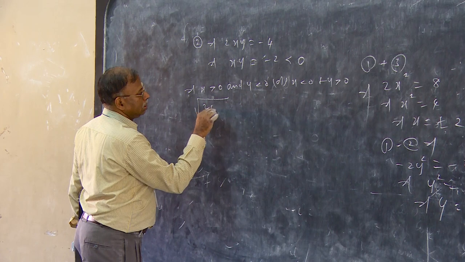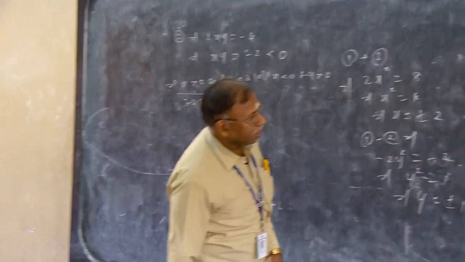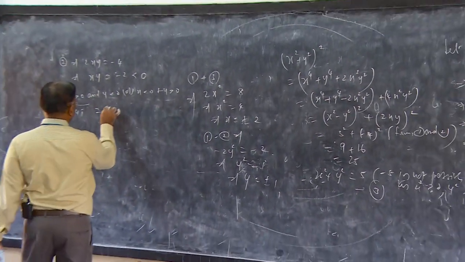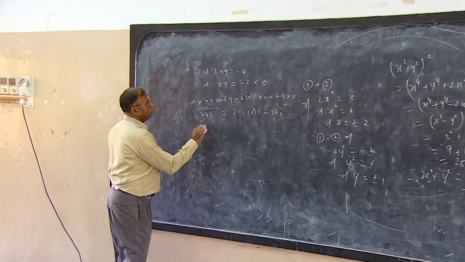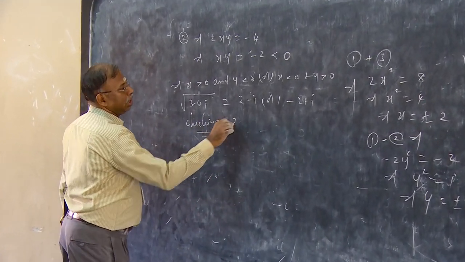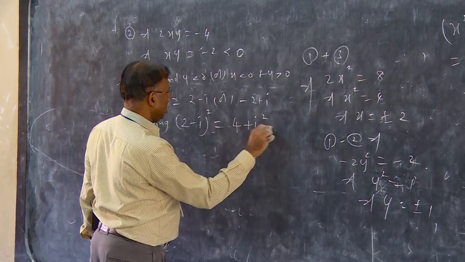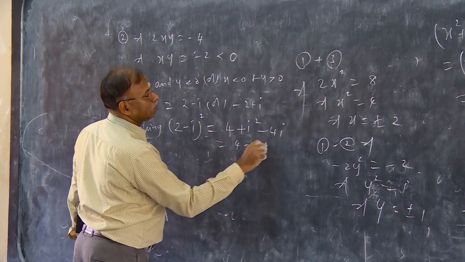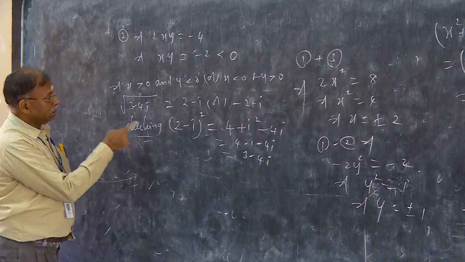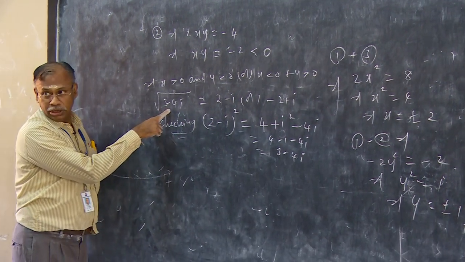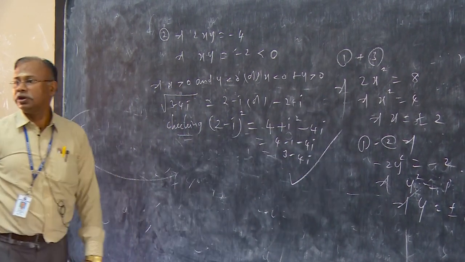Therefore, for 3 − 4i, I have two values for x, which are plus or minus 2. Therefore, I'll get it to be 2 − i or −2 + i. Let me check whether my answer is correct or wrong. Let me try with (2 − i)². It is 4 + i² − 4i, which is 4 − 1 − 4i. It is 3 − 4i. The square of the obtained answer gives you the one I started with. Similarly, the other case also will be true. Therefore, my answer is correct.